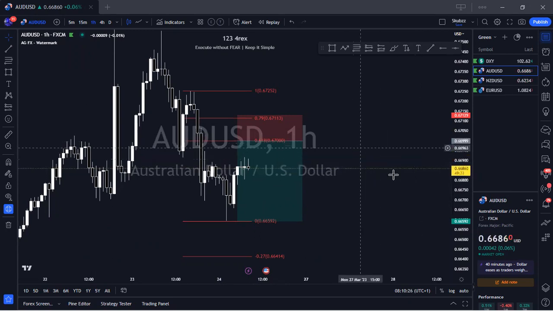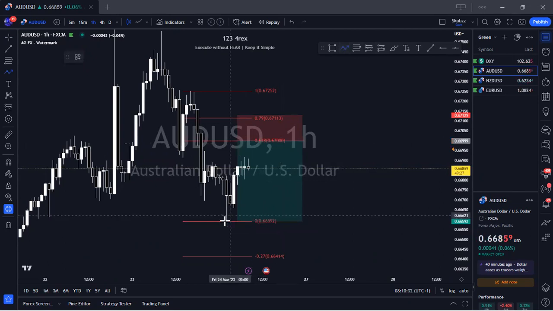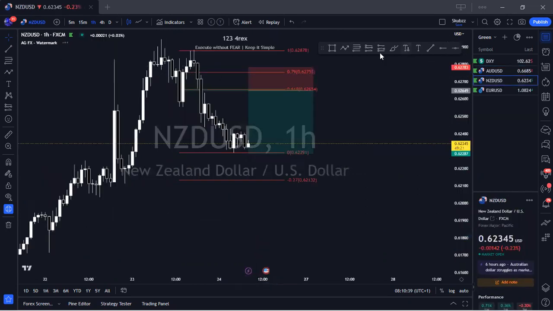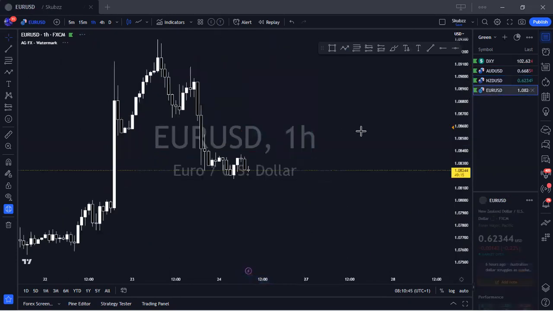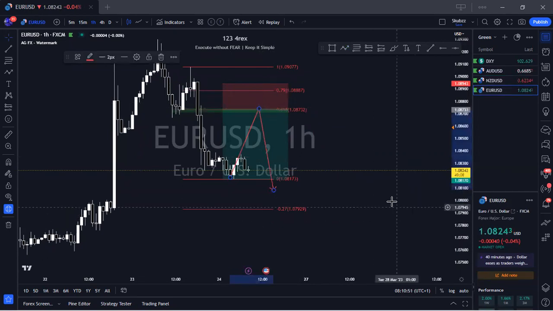So that's basically it. I think all the setups you have today are almost the same thing. I'm just looking to see if price will come back to these 0.618 levels, tap inside, and then we sell to the downside. Same thing with NZD USD: retrace, tap, then sell. Then Euro USD, same thing. Retrace, tap, sell. So that's what we're going to be looking at for today.